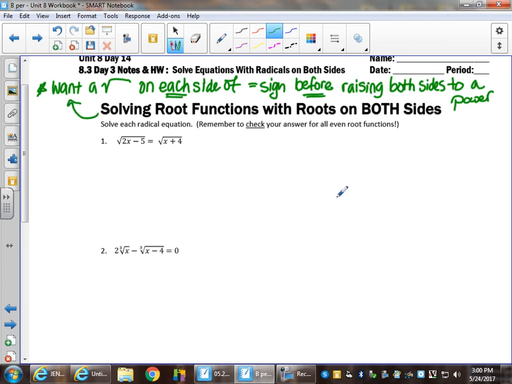So when solving root functions with roots on both sides, the key is that we want to have a root, whether it's a square root, third root, fourth root, on each side of the equal sign before raising both sides to a power. In number one, that's already been done for us. If I draw a line down my equal sign, it helps me to see each side. I have a radical, and there's one on each side. So we can go straight into our solving skills of clearing these roots by raising both sides to the second power.